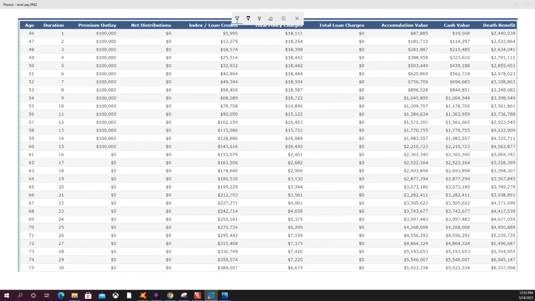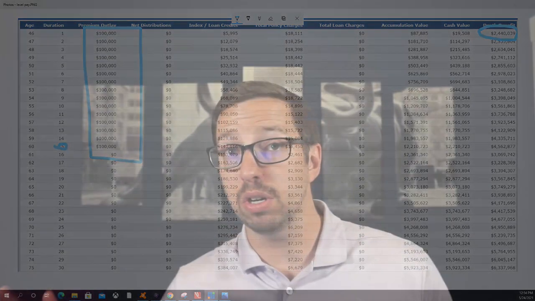So I'm going to share my screen and we're just going to go through a really quick, really simple level pay policy. What we've got here is a $2.4 million death benefit, and a $100,000 premium for 15 years. Pretty standard, straightforward design here. On this particular policy, the 7-pay premium is $101,000. So out of the box, it would look like this policy has a $100,000 limit in terms of how much you can put in every single year. And that is true to an extent.